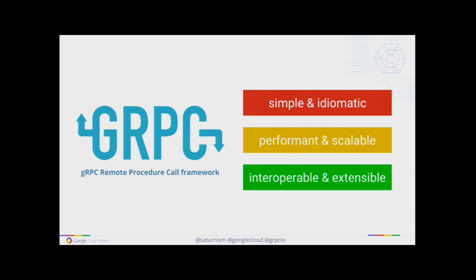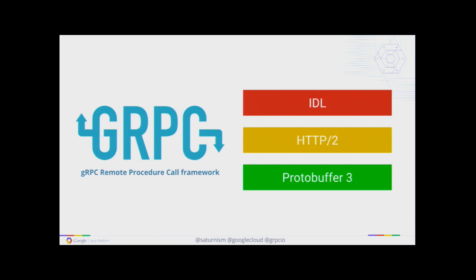It was definitely designed to be simple and idiomatic, designed to be performant and interoperable. I'll show you how that works. It's actually based on very basic technology that's been around for a while and some new things, specifically for the serialization for the payload. By default, it uses protobuf 3. To define a gRPC service, we also use protobuf 3 to define the service itself, and that's used as the IDL, the interface definition language.